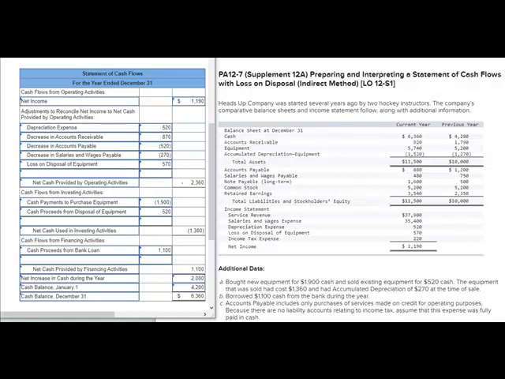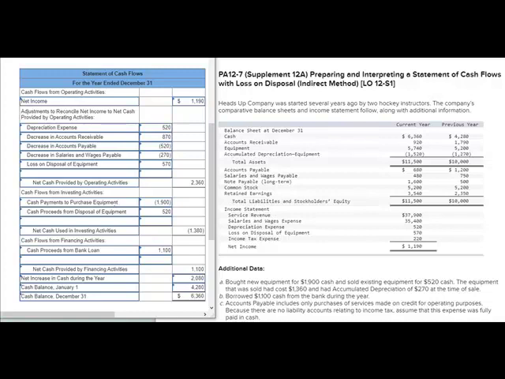However, the label I'm going to use here is net cash provided by operating activities. And I'm using the words provided by because this amount is positive. Down here in the investing activities section, you'll see this amount is negative. So I've changed my label to net cash used in investing activities.